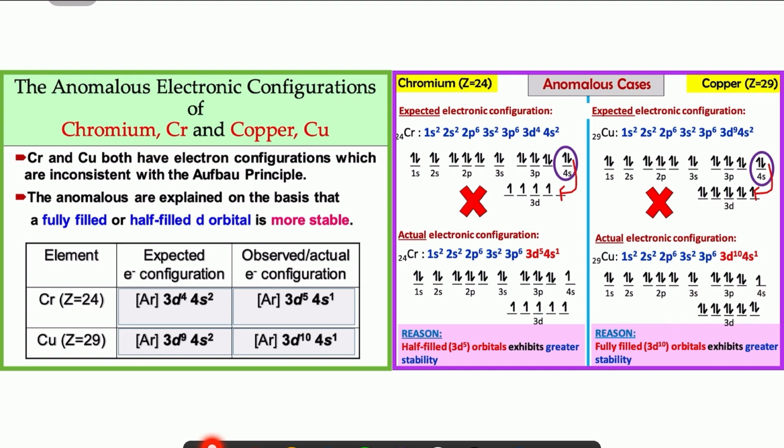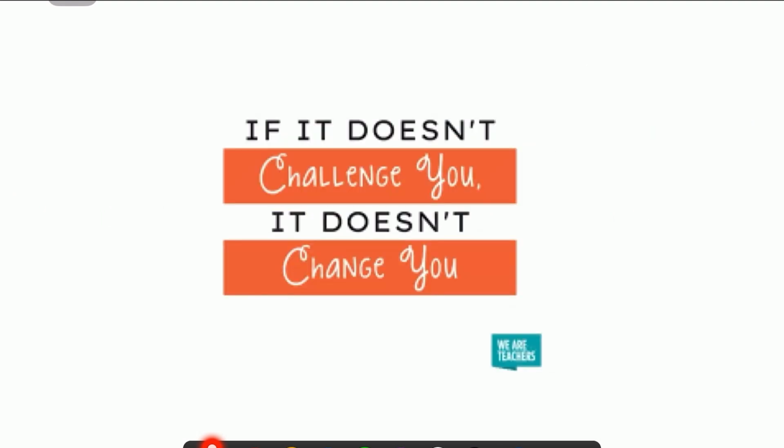Only these two elements, you have to learn in your syllabus for the anomalous cases. That's all. Thank you.